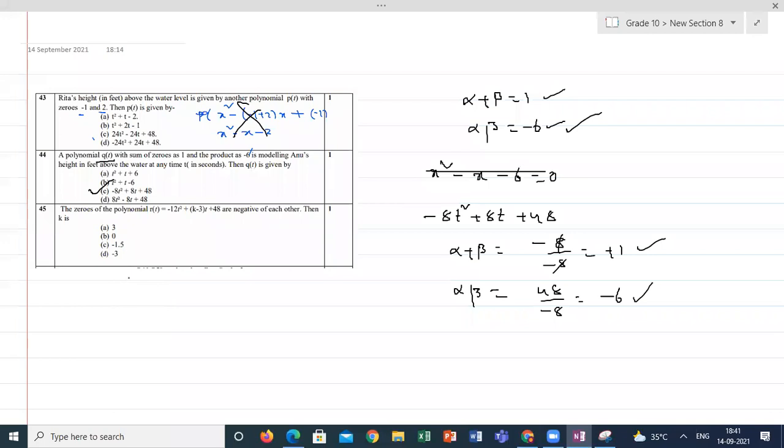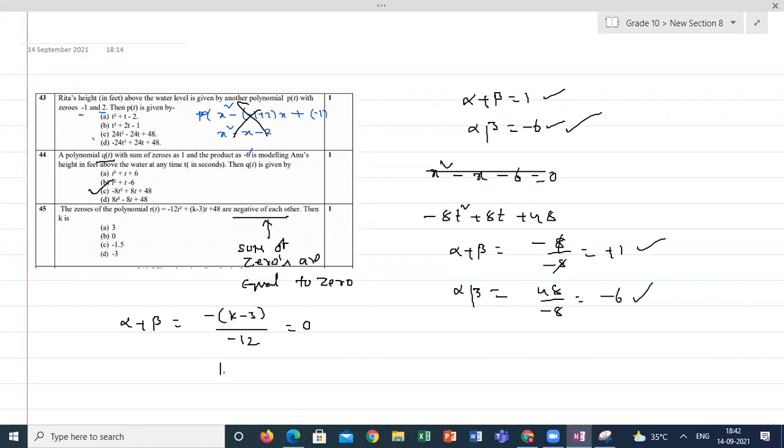The zeros of the polynomial are negative of each other. Then k is? What is the meaning of negative of each other, students? When the zeros are negative of each other, it means the sum of zeros is equal to zero. That means minus a, plus a, minus one, plus one, might be anything. That means there is no t term. Your sum alpha plus beta is minus of k minus 3 by minus 12, which should be equal to 0 because they are negative to each other. So k minus 3 is equal to 0. From here, k is equal to 3 is my answer.